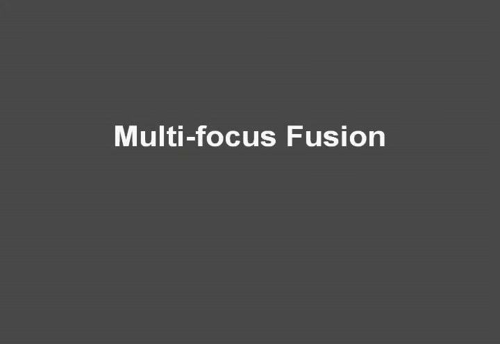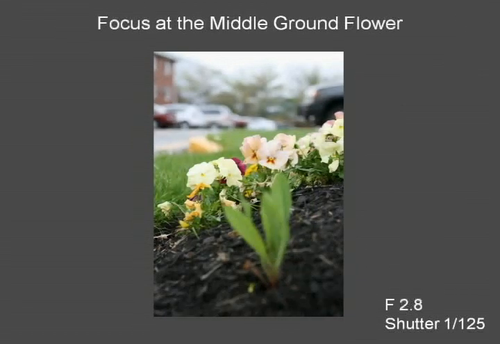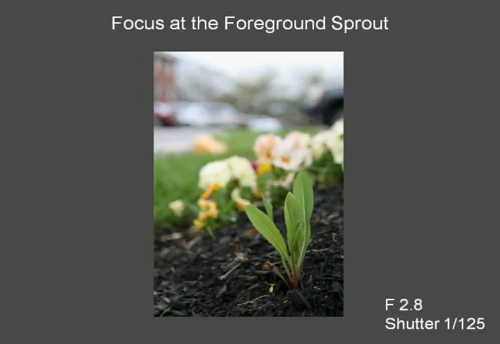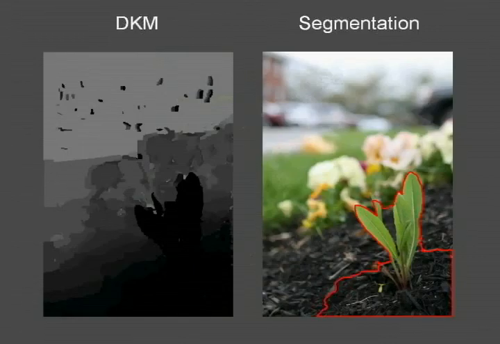Finally, we demonstrate using DFSP for multifocus fusion. Here we show a DFSP pair of a garden scene. The first image focuses at the foreground sprouts and the second at the middle ground flower. We use the recovered defocus kernel map to segment the foreground region and warp it into the second image.